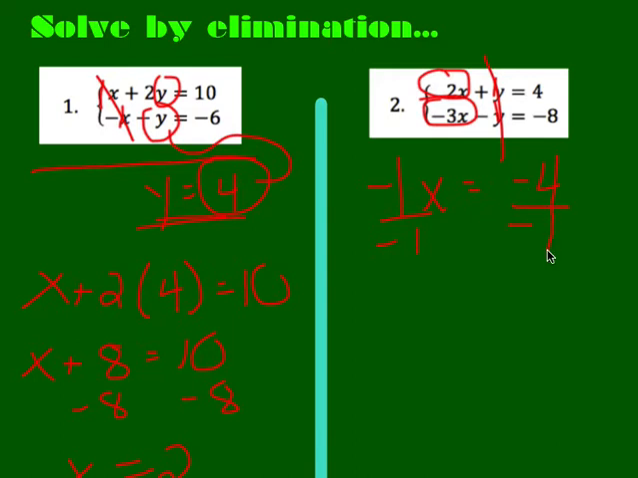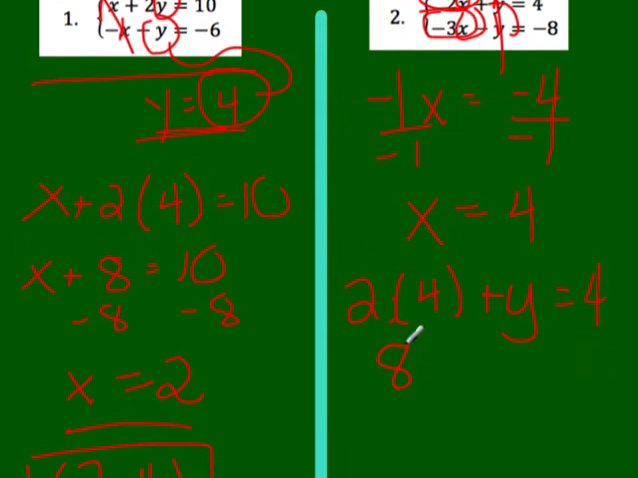I'm going to divide both sides by a negative 1, so I can just get what x is equal to. Well, negative 4 divided by negative 1 is a positive 4, and now I can plug that in for either one of the x's in the original equation. I'm going to plug it into that first one. So I have 2x plus y. I'm going to take that x out, and instead of having x, I'm going to put 4. I'm going to keep the rest of the equation exactly as is. So I have 2 times 4, which is going to give me 8, plus y is equal to 4.